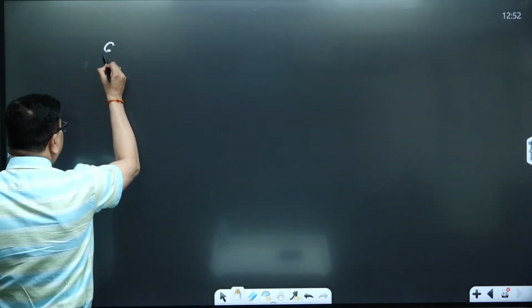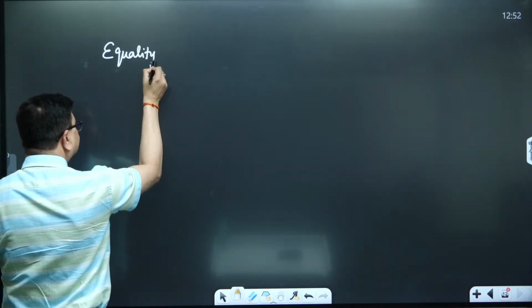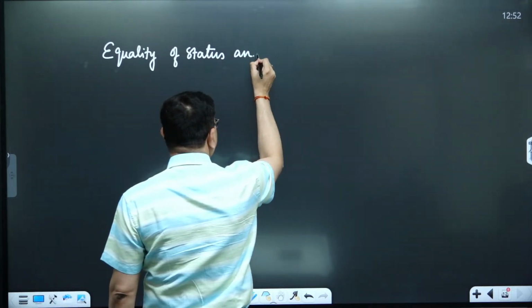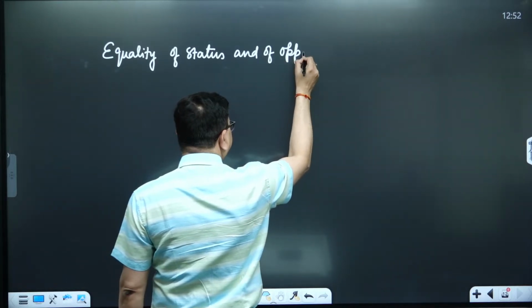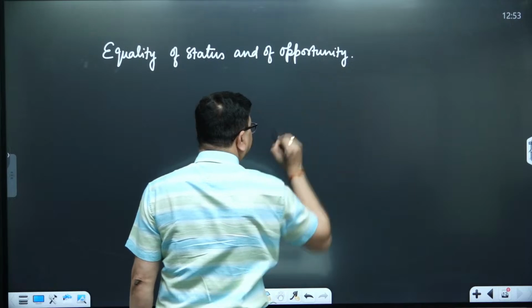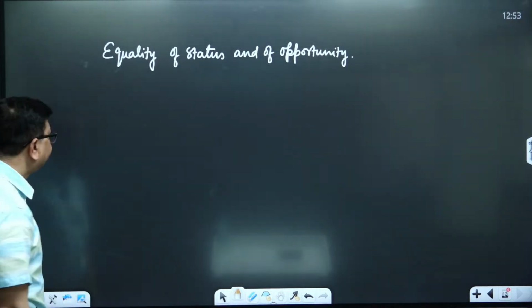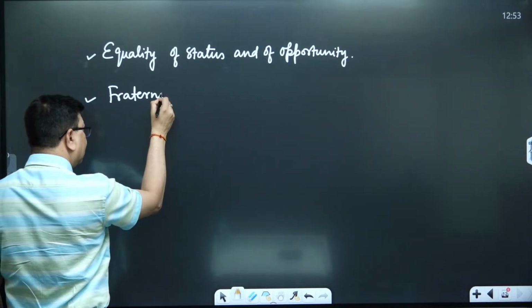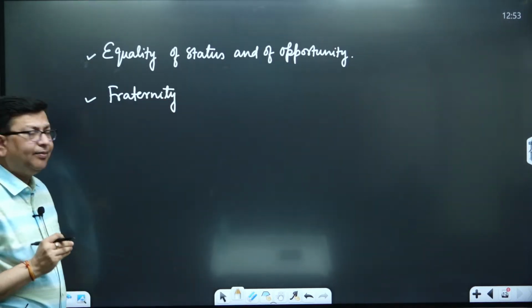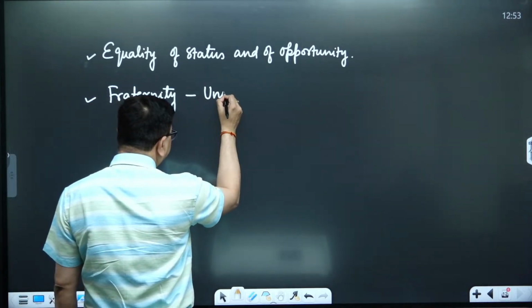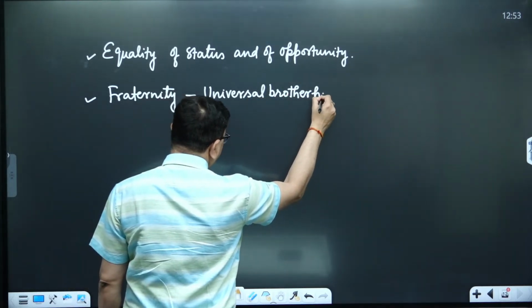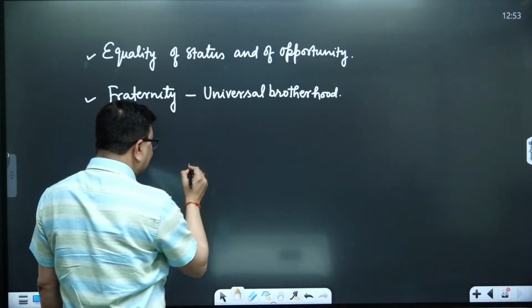Then the preamble talks about equality of status and of opportunity. Then fraternity, it is the concept of universal brotherhood. That is the concept of Vasudhaiva Kutumbakam.